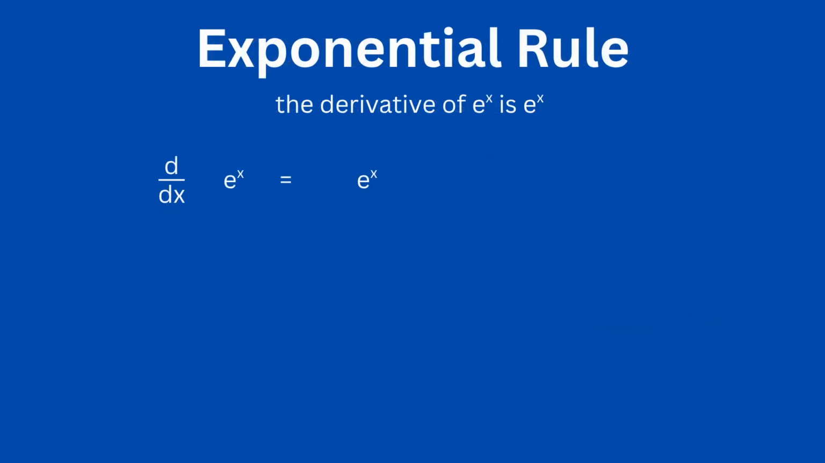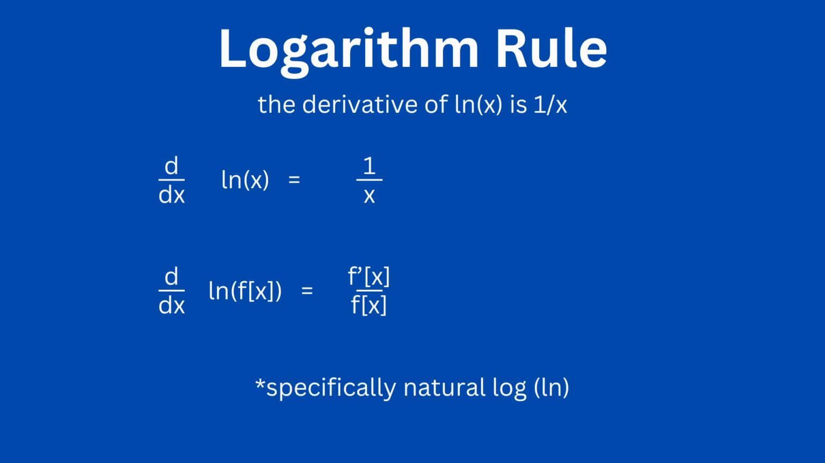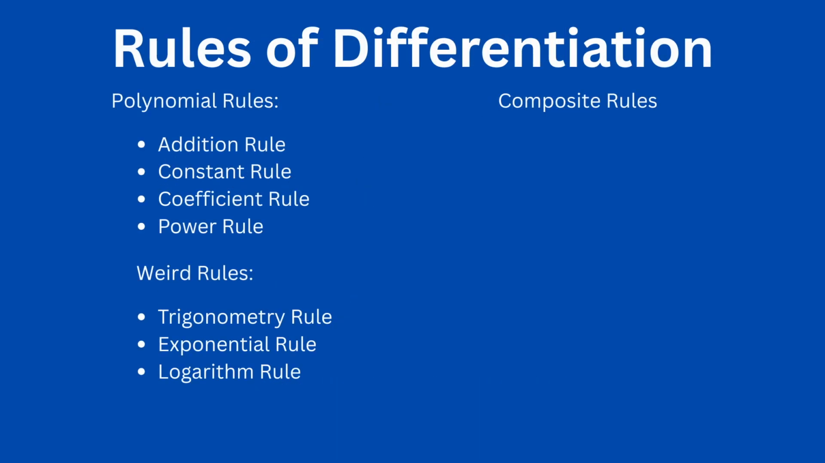The derivative of an exponential, e to the power of x, is just e to the power of x. It's its own derivative. For a different base a, it becomes a to the power of x times the natural logarithm of a. The derivative of a logarithm of x is 1 over x. More broadly, the derivative of something inside a logarithm is the derivative of whatever's inside that logarithm over the original function inside that logarithm. Keep in note this applies to natural log. Sorry, I should have specified that. These 7 rules apply to single functions.